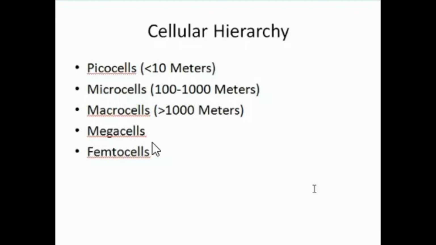Now, megacells. The cells which cover the global area or the global region are known as megacells. And the last, femtocells. The cells which cover the smallest area or the smallest region are known as femtocells.